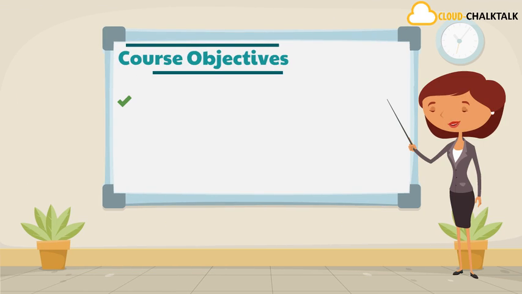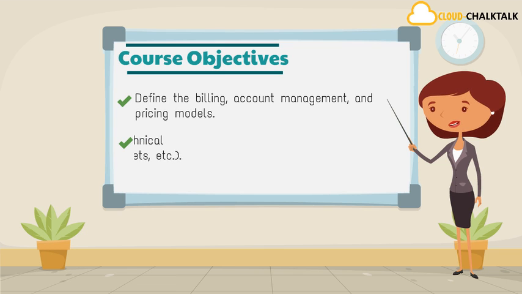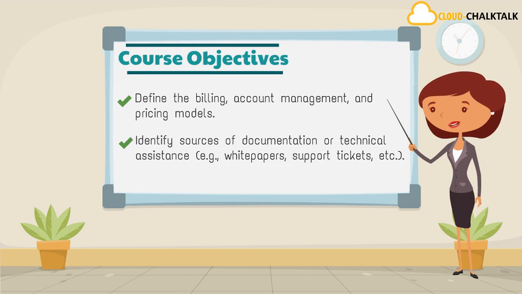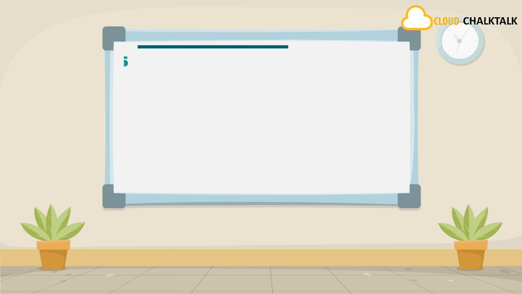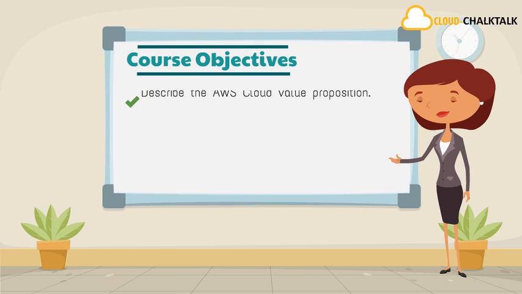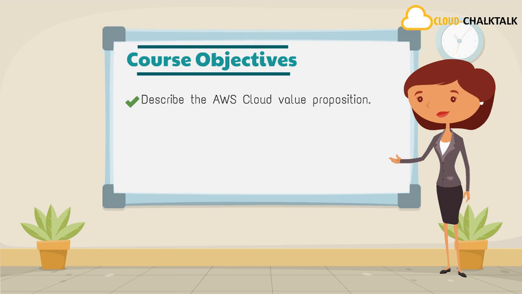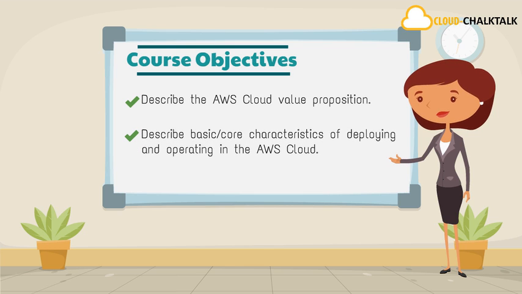Define the billing, account management, and pricing models. Identify sources of documentation or technical assistance, for example, white papers, support tickets, etc. Describe the AWS Cloud value proposition. Describe basic/core characteristics of deploying and operating in the AWS Cloud.